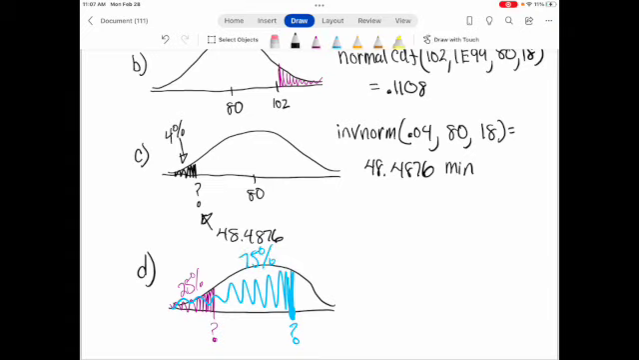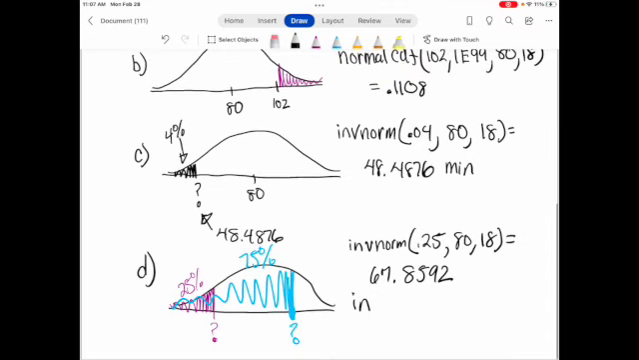So we got to do inverse norm twice. So I'm going to do inverse norm, and I'll do the 25th percentile, which is our Q1 first. That's going to give me, when you put that in the calculator and we round to 4 decimals, 67.8592.